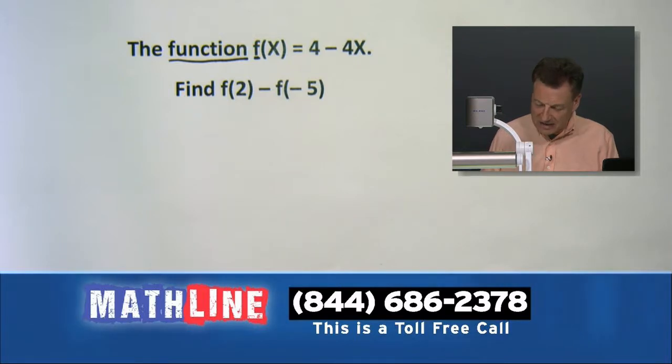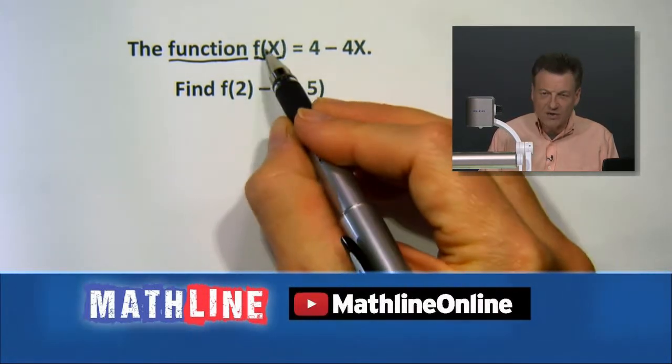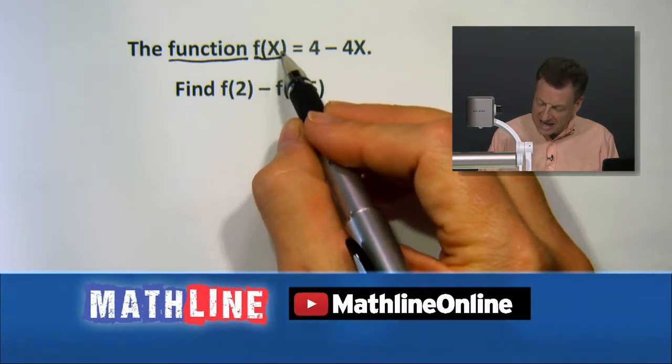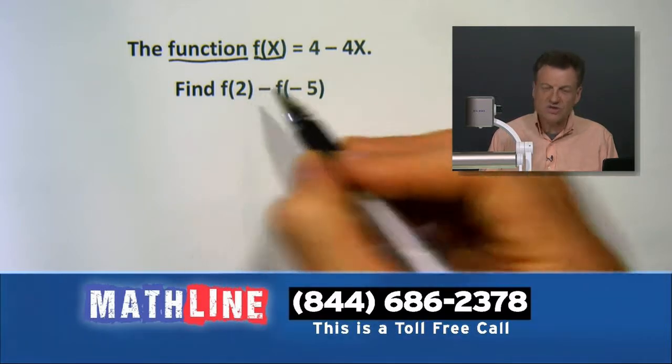The graph will be a straight line. So you said, what does that have to do with this? Well, it's just a nice way of saying we're going to replace the x everywhere we see it here with these given numbers. And then we're going to eventually do a subtraction.